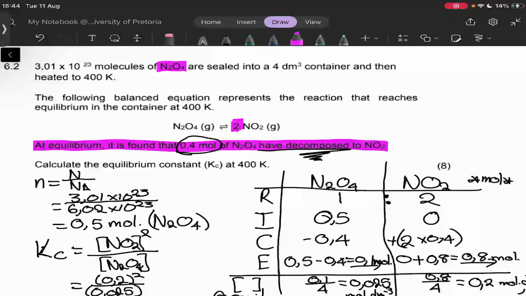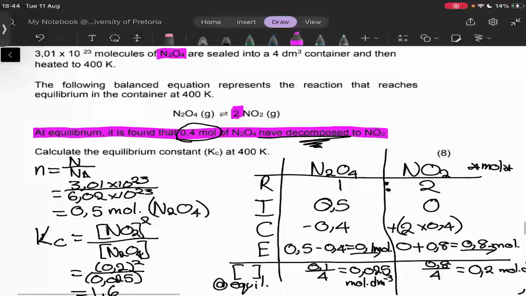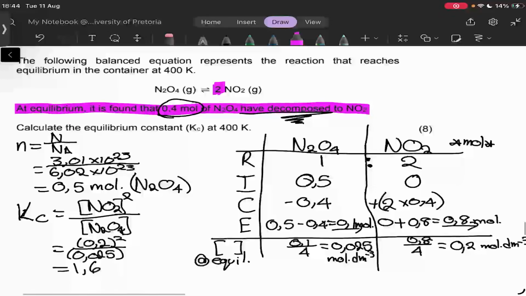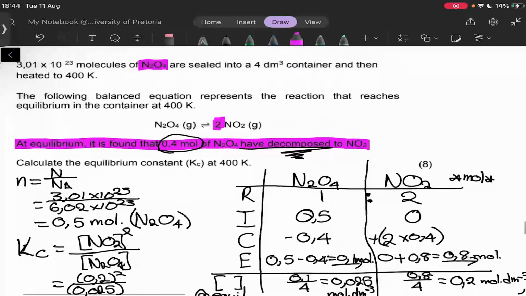Let's see. Remember, we do use the concentrations for the Kc values, yes, correct. And to those who are asking questions, are your questions now resolved before we move onwards? Can I get a thumbs up? Okay, great. So that's how we would do a question like this for 8 marks.